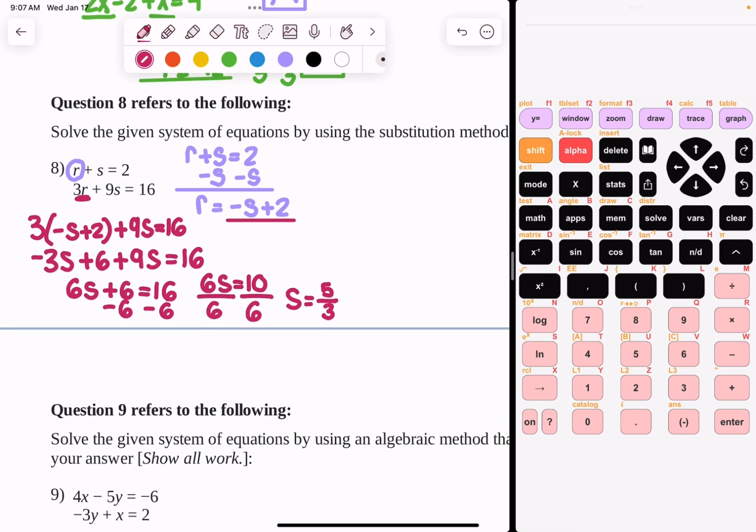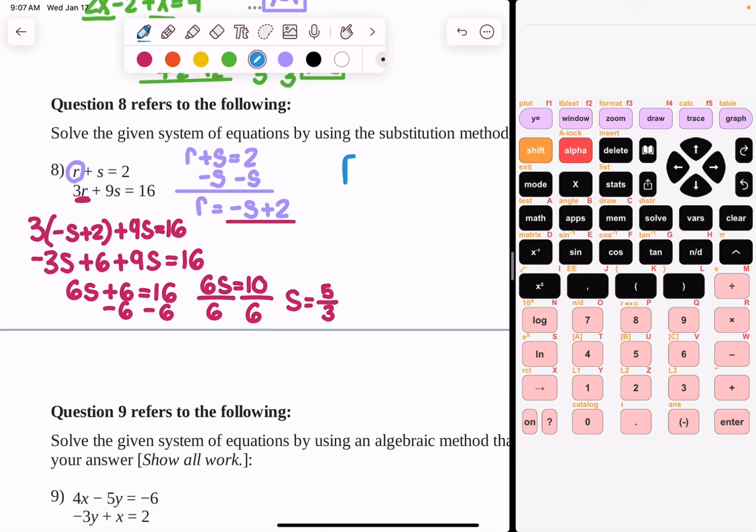All right, now let's look at the r equals equation. R equals negative s, which is 5 over 3, plus 2. So let's do that. Negative 5 over 3 plus 2 gets me 1 over 3. And let's make sure this is true. R is 1 over 3 plus s, which is 5 over 3. Does that equal 2? It does.